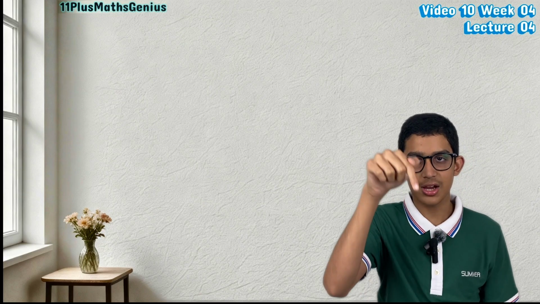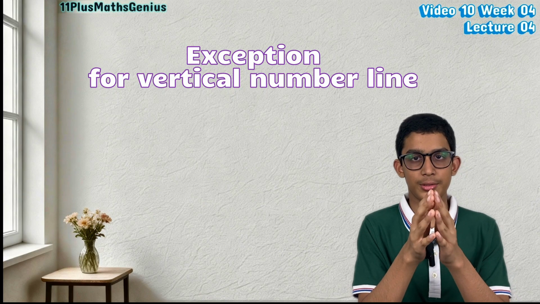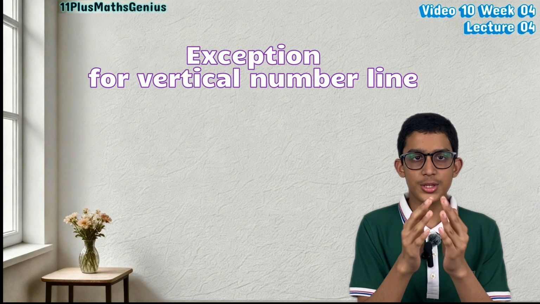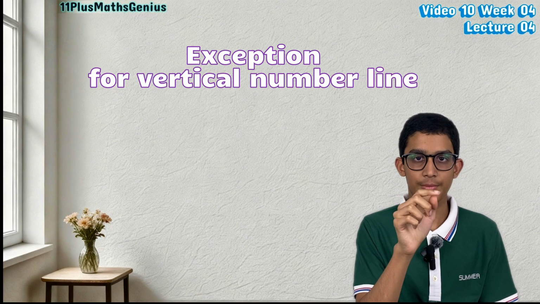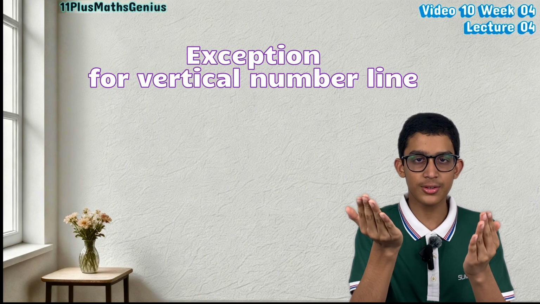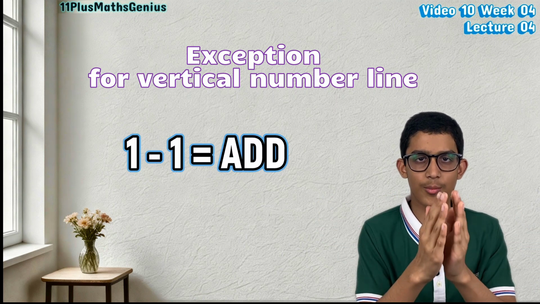Vertical number line. When we go down from ground level or sea level, we can use a vertical number line. For the vertical number line, the above rule does not apply. Even though there are positive and negative numbers, in this case, we add them all.